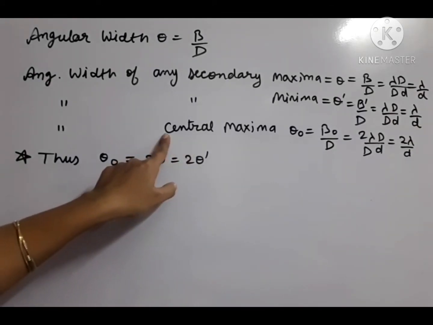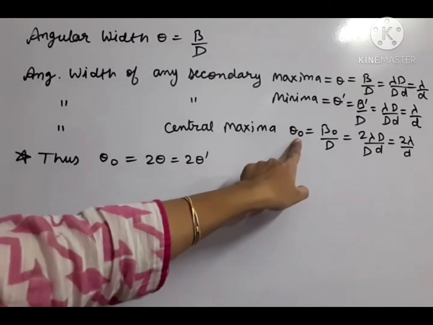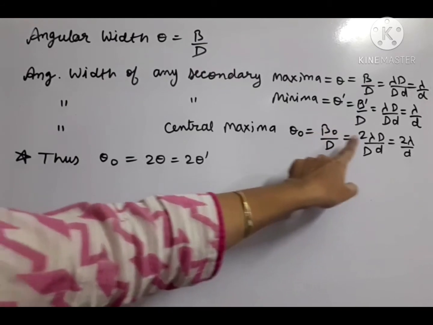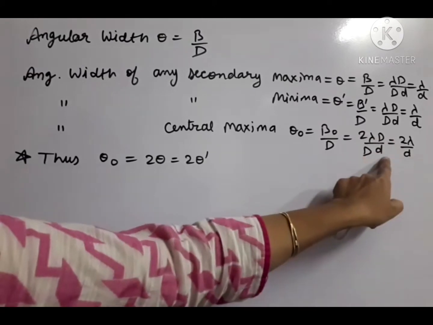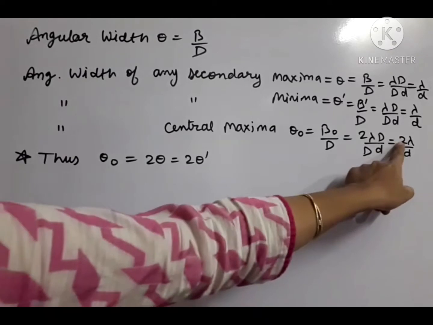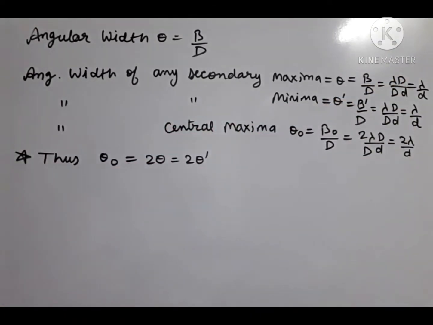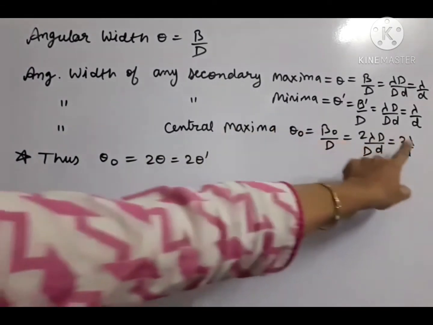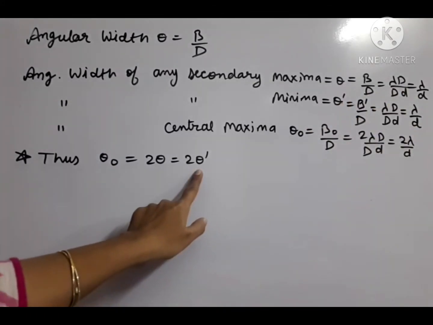If angular width of central maxima, third case, central maxima is asked, we will call it theta 0. So we have to put beta 0 upon D. But beta 0 is twice lambda D by d. Okay, 2 lambda D by d, and this capital D is already there. So again capital D cancelled, 2 lambda by small d. So you can see these are the final answers of thetas. So we can write this conclusion that theta 0 is double of theta dash or theta. So this is the conclusion.